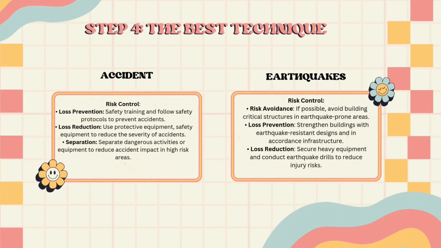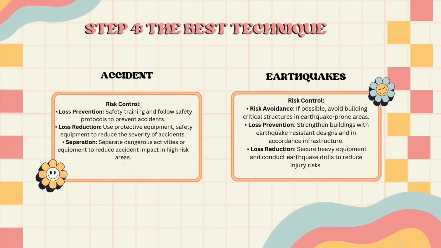Step 4. The best technique. For the accident, the best technique is risk control, loss prevention, safety training, and following safety protocol to prevent accidents. Loss reduction, use protective equipment, safety equipment to reduce severity of accident. Separation, separate dangerous activity or equipment to reduce accident impact in high-risk areas.